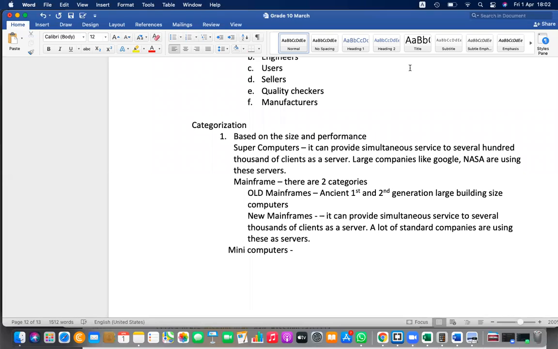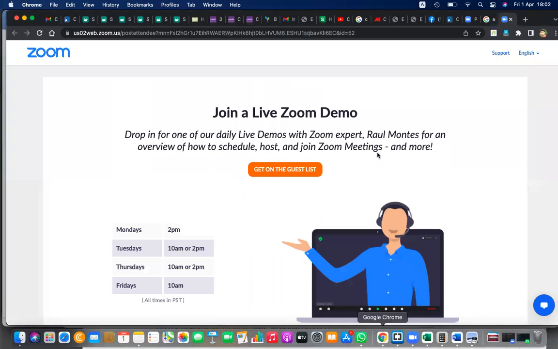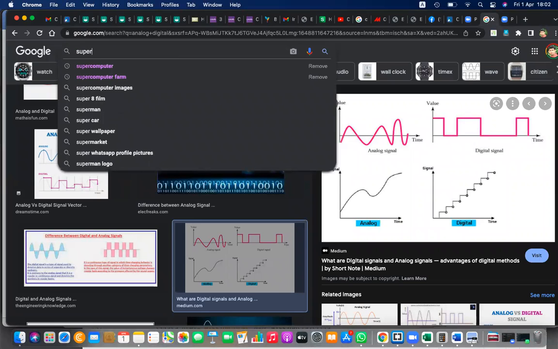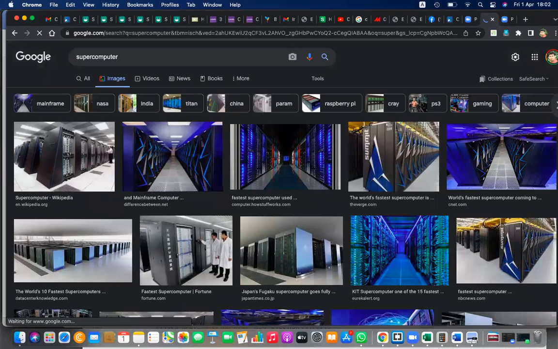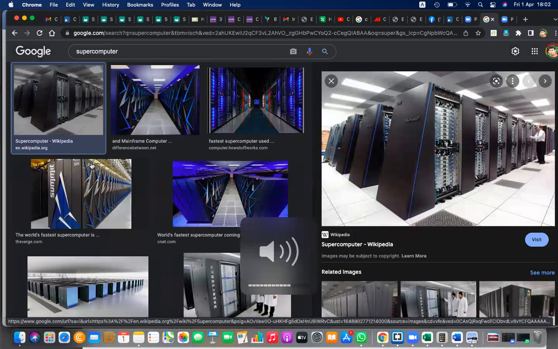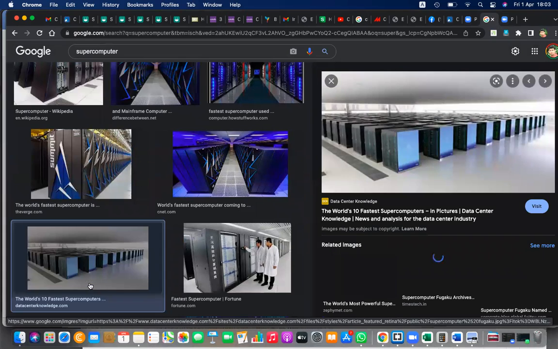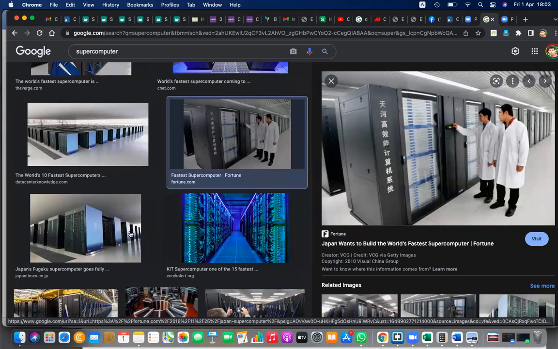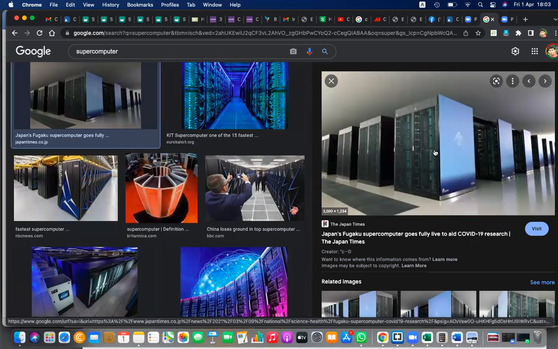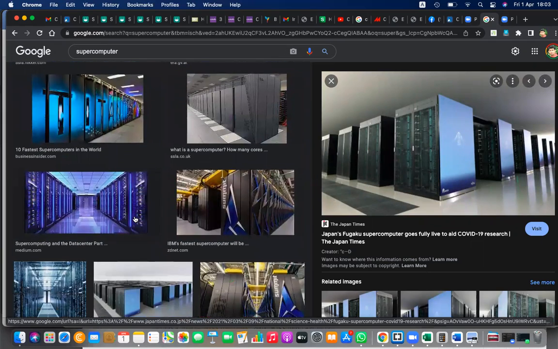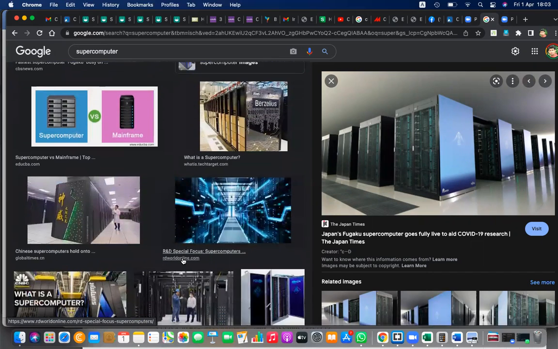Basically this is how mainframes and supercomputers are stored. Supercomputer is a single word. You can see this is a supercomputer. We call this a supercomputer farm. It's not a single supercomputer, but a set of supercomputers. Here this is also a supercomputer farm, and this is also a supercomputer farm. This is a single supercomputer, but these supercomputers are stored in a network environment, connected using a network and stored as a farm.